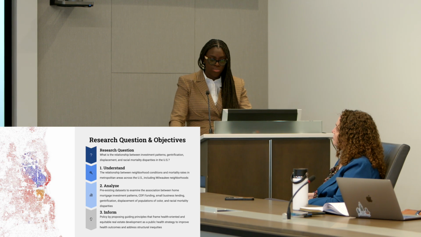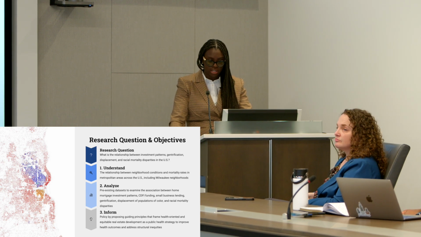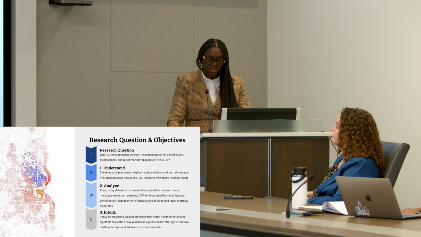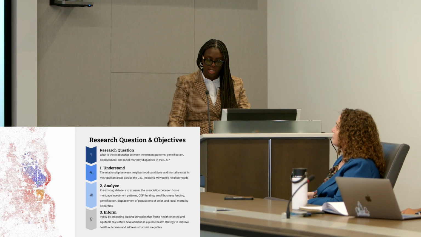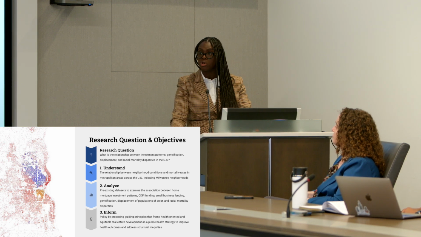The dissertation addresses three primary objectives: to examine and understand the relationship between neighborhood characteristics, such as housing investment, gentrification, and socioeconomic status, as it relates to mortality rates across U.S. metro areas; to analyze and assess the associations between investment patterns, such as mortgage lending, CDFI funding and investments, and small business lending, as it relates to racial mortality disparities; and last but not least, to inform and propose policy recommendations aimed at leveraging health-oriented real estate development as a public health strategy to reduce structural inequities and improve health outcomes.